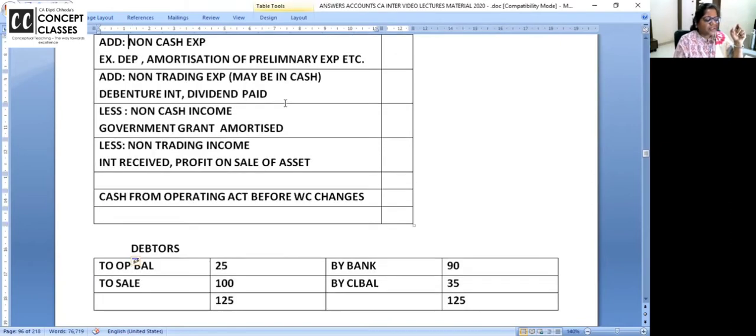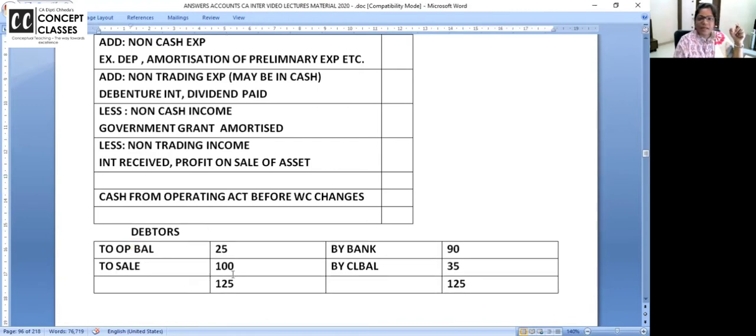Indirect method, I started with what? Net profit. So in the net profit, definitely I must have taken the sales, no? I hope you are getting it. Net profit has come from sales. So you have recorded sales as 100. Now, increase in debtors. Debtors have increased from 25 to 35. Debtors, I'm repeating, have increased from 25 to 35. So if debtors have increased from 25 to 35, more 10 rupees is blocked in debtors. More money blocked in your current assets.